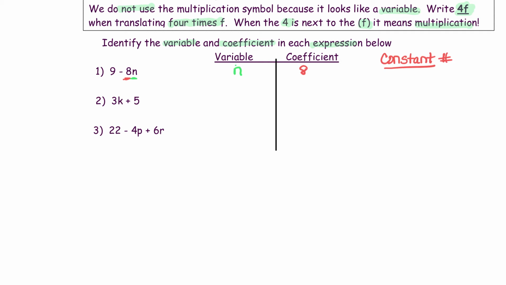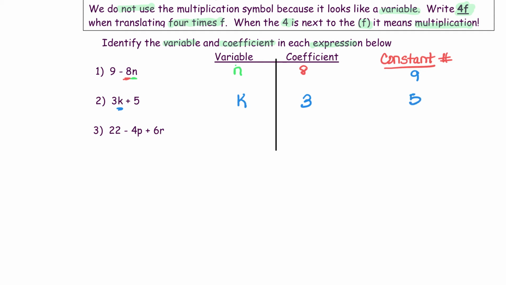3k plus 5. What is the variable? The variable would be the letter k. When we see variable, we think of letters. So that would be k. What is the coefficient? What is the number next to the letter? That would be 3. The constant in this case would be 5, if you'd like to add that. We can actually go back to number 1. That constant was 9. Number 2, the constant was 5. Just a number by itself.